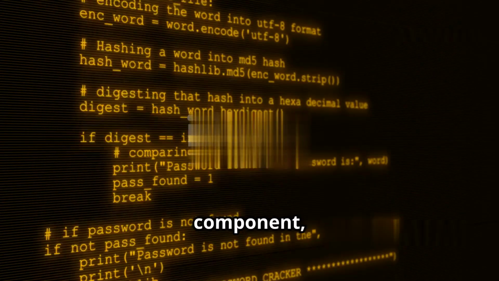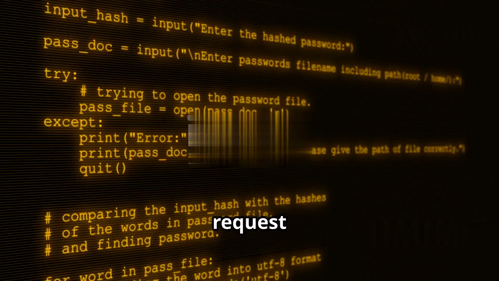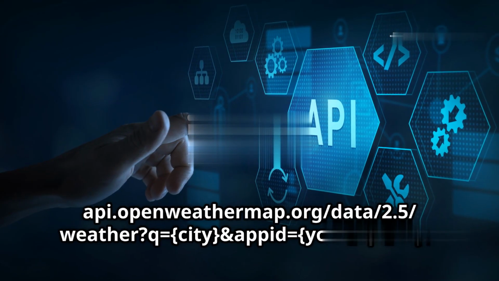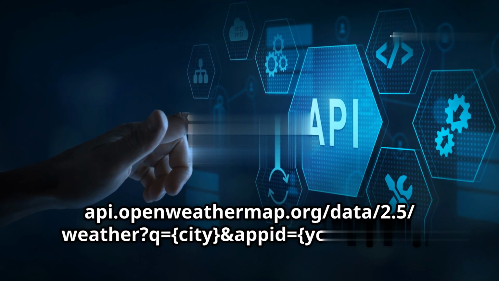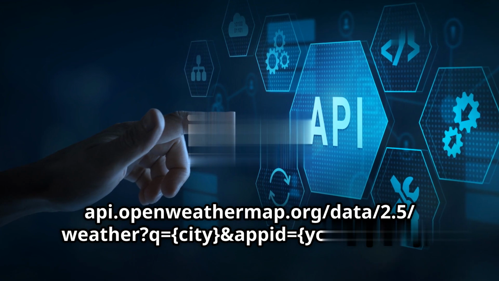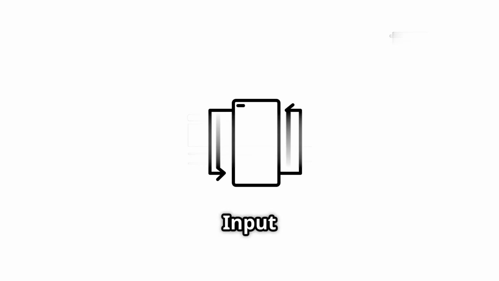Inside our custom component, we'll use Python's popular requests library to send a GET request to the OpenWeatherMap endpoint. The URL will look something like api.openweathermap.org/data/2.5/weather, with q=city and appid=your API key. We'll configure our component to take the city name from the chat input and inject our secret API key.